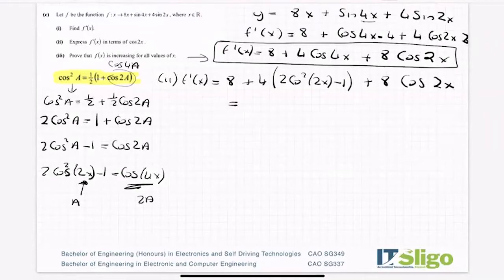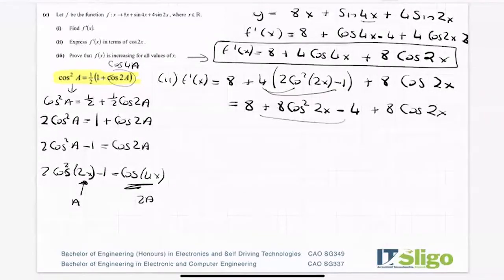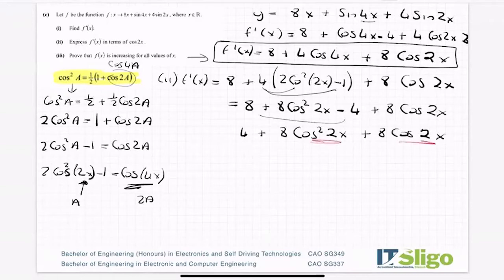So therefore I am getting 8 plus 8 cos squared of 2x, just multiplying these in, minus 4, plus 8 cos 2x. Tidying the two numbers, I'm getting 4 plus 8 cos squared of 2x plus 8 cos of 2x. Okay, so that's it written in terms of cos 2x.